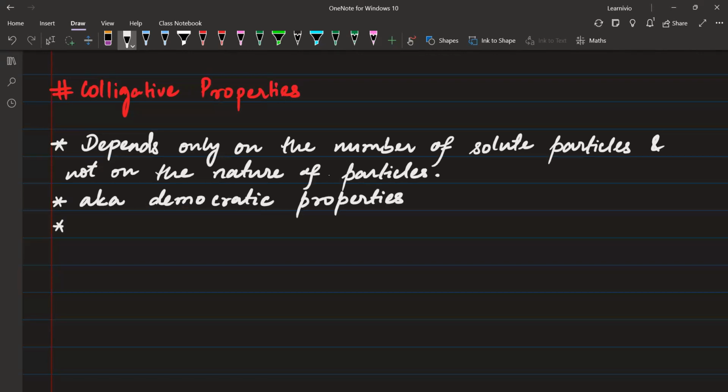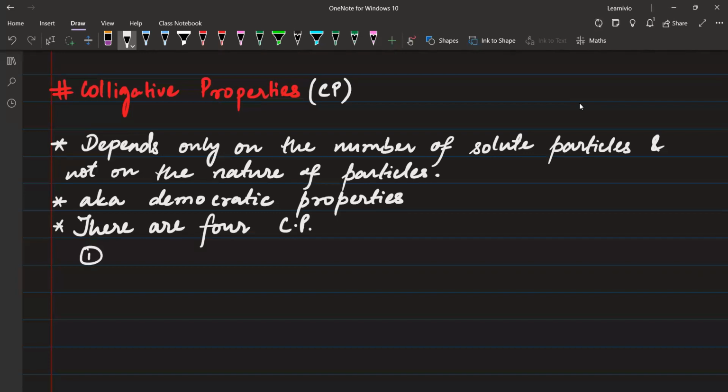There are four colligative properties. By the way, I will sometimes say colligative properties as CP. That is, as I will write. It's not that CP always means colligative property. Okay, it's not generalized in chemistry. For the sake of convenience, we are going to sometimes refer to colligative properties as CP. There are four colligative properties.